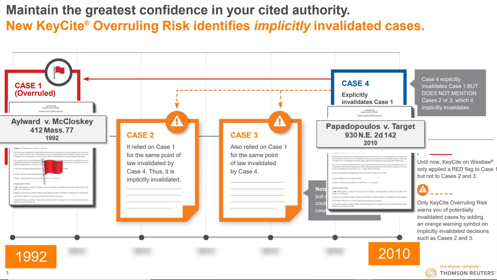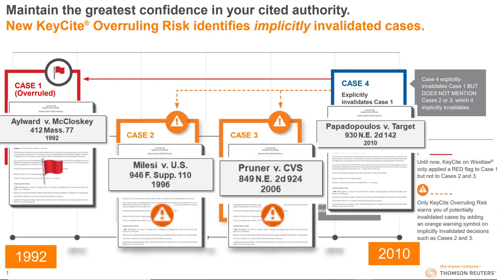However, nearly 18 years of case law was decided between the time Aylward was decided and Papadopoulos was decided, meaning there are potentially hundreds, maybe more, cases that rely on Aylward in applying the now overruled accumulation standard, including cases like Malesi and Pruner.